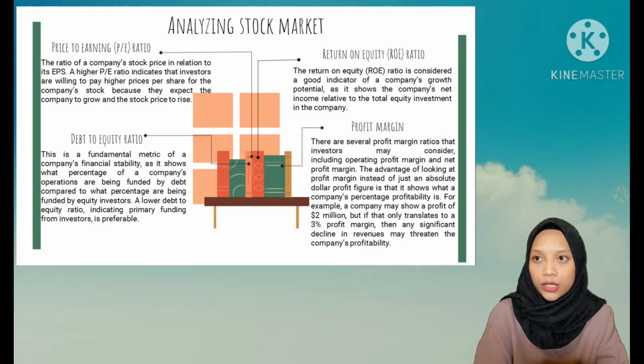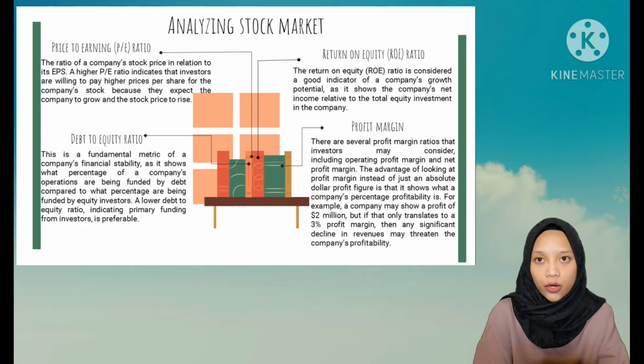Begins with price to earning or PE ratio. This is a ratio of a company's stock price in relation to its EPS. A higher PE ratio indicates that investors are willing to pay higher price per share for the company's stock because they expect the company to grow and stock price to rise.